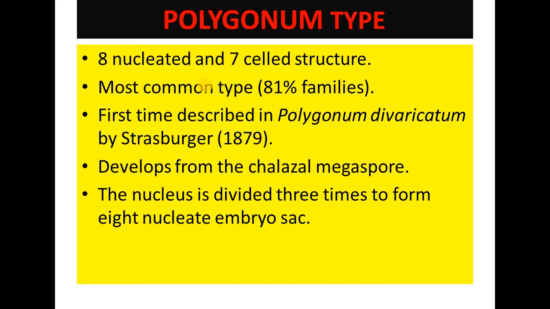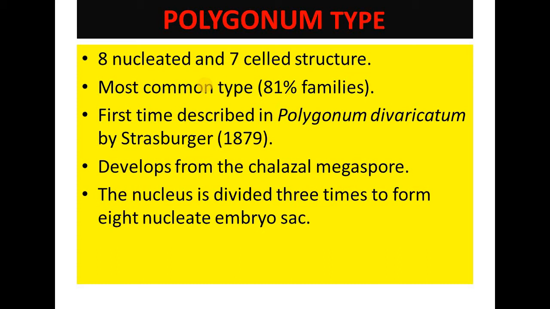Now one more thing you have to remember, this is very important. In this type of embryo sac formation, the embryo sac will be developed from the chalazal megaspore. That means the 3 megaspores which will degenerate are at the micropylar end, not the chalazal end. So only one megaspore, which is present towards the chalazal end, will remain functional, while the megaspores present at the micropylar end will degenerate.